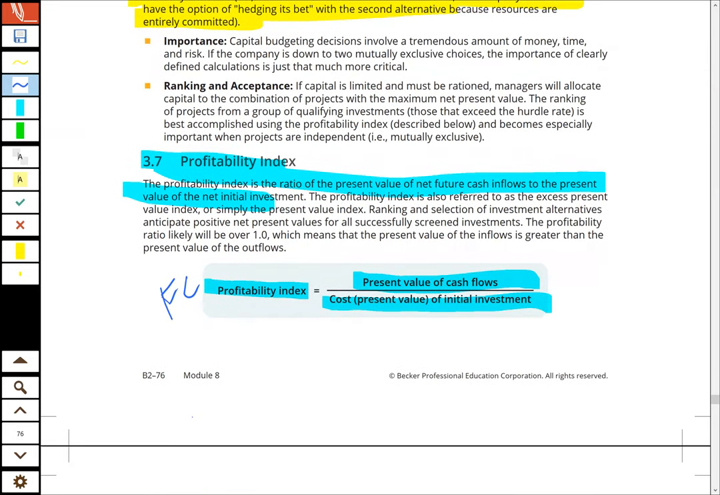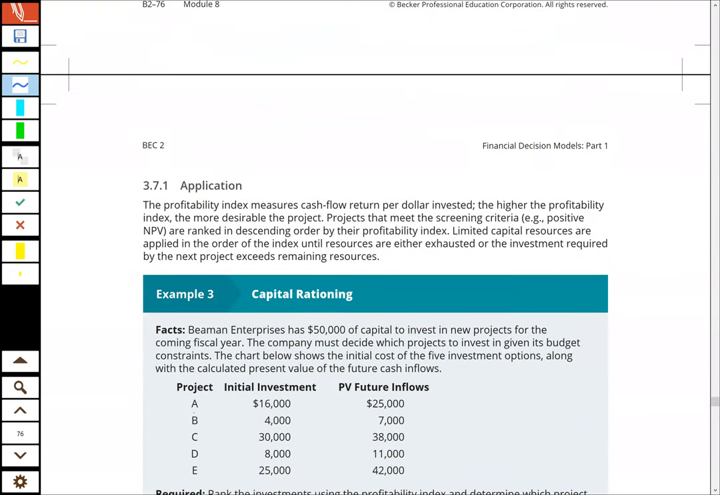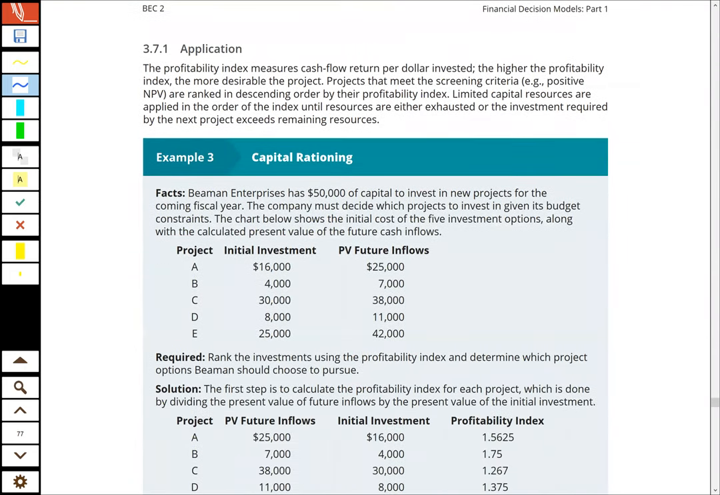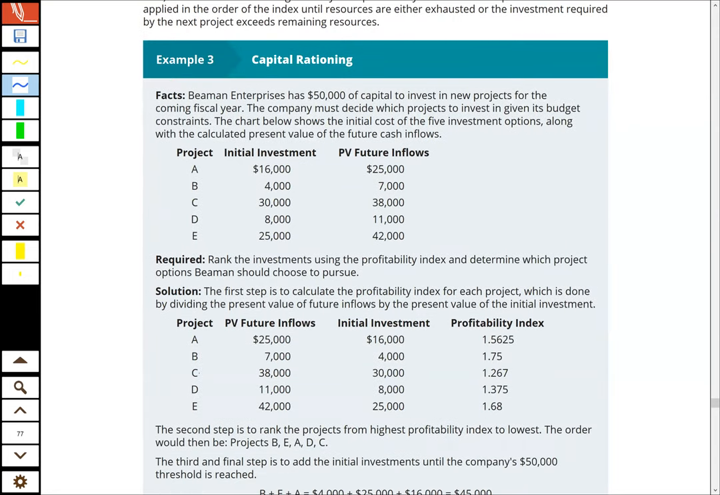So you come over and they give you an example of how to use the profitability index. And they talk about application up there. I don't think we need to read through that. That's a lot of words. Somebody got paid per word on that. Because what happens? You take the present value of the cash flows that are going to come in, and the initial investment, and you divide them. That gives you the profitability index, and then you rank the projects by profitability index.